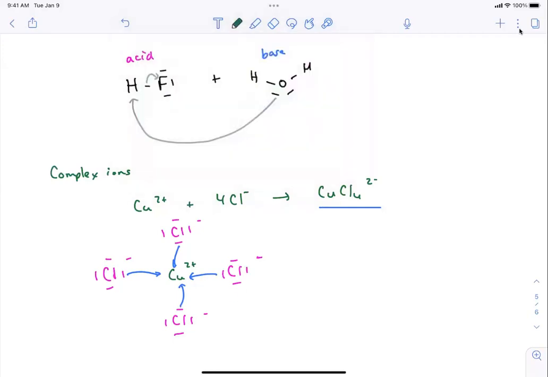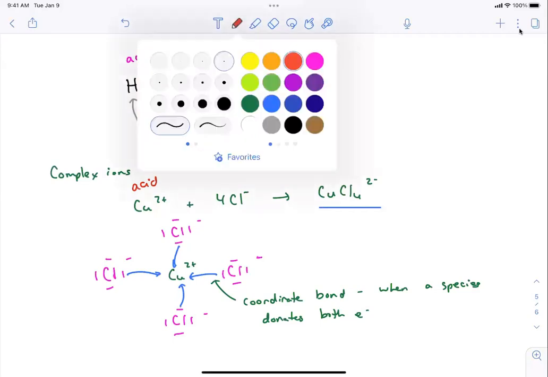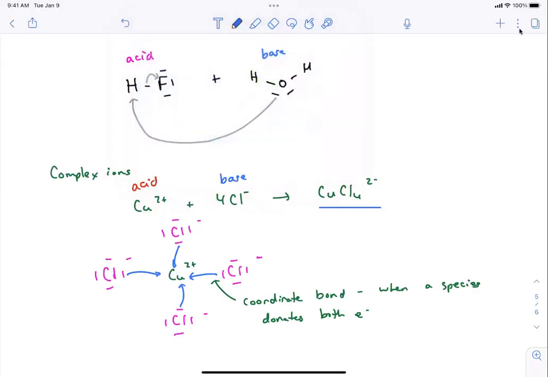And just as a reminder, when you have one species donating both electrons to form a bond, that is a coordinate bond. So in this case, if Cu2+ is accepting that pair of electrons from Cl, that's our acid. And if Cl is donating, that's our base.